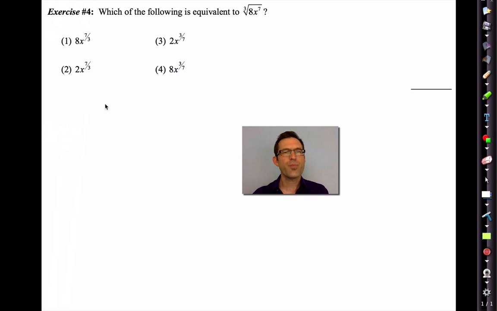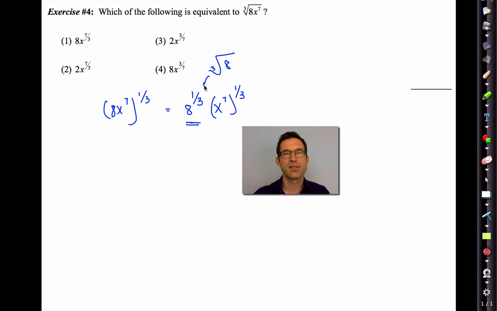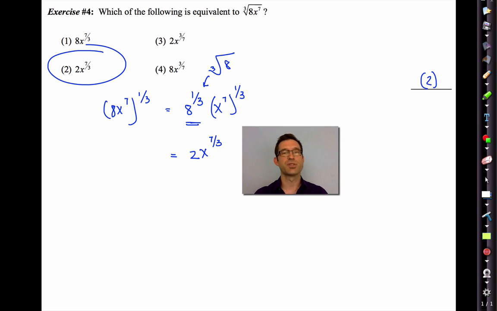Well, we've got 8x to the 7th raised to the 1/3. And we can apply that 1/3 power both to the 8 and to the x to the 7th. Now here we're just talking about the cubed root of 8. That's this thing. And the cubed root of 8 is 2. Now really the only thing we can do with this is make it into x to the 7/3. But that's good enough, because that is choice 2. All right, not too hard of one. Pause the video now and do what you need to.